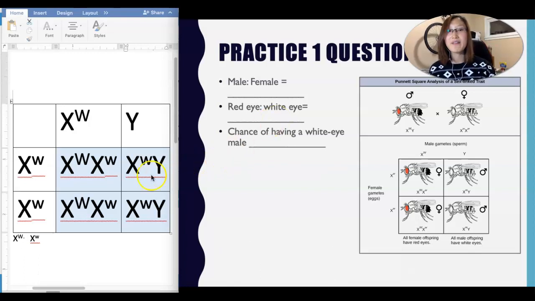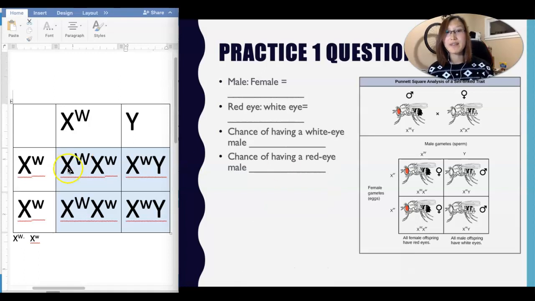And then the chance of having a white-eyed male. On the test, I'm going to specify whether I'm looking for a white-eyed male out of all the male or a white-eyed male out of all the children. So in this case, what I mean is white-eyed male out of all the offspring. So both of these offspring are white-eye and they're male. So that's 2 out of 4 chance or 50% chance.